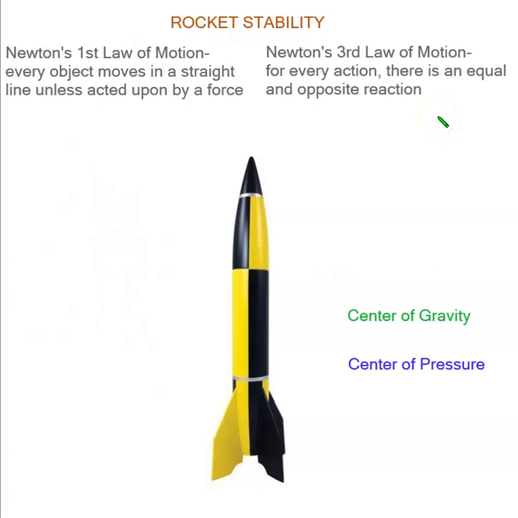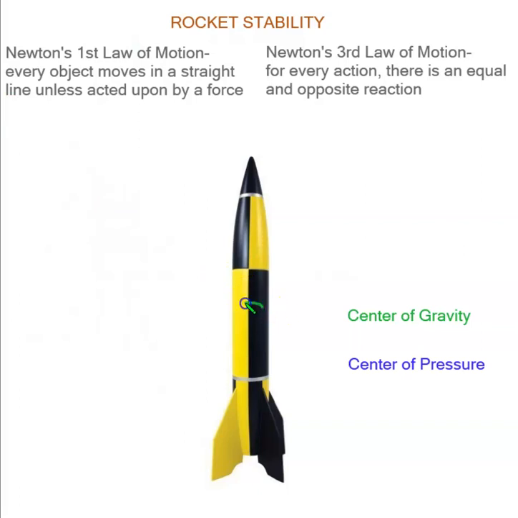All right, so today we're going to be talking a little bit about rocket stability. In order for a rocket to have a successful flight, it has to remain stable in flight. Newton's first law of motion states that every object moves in a straight line unless acted upon by a force. If a force is applied to an object in space, it will rotate around a pivot point, and this can be called the center of gravity.